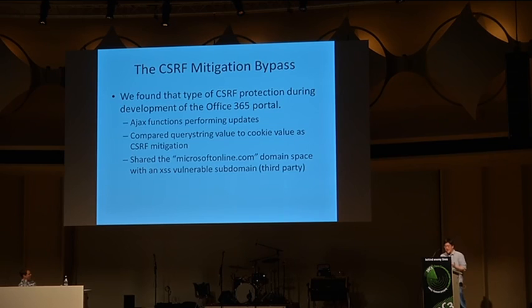The problem that we had at the time is that the microsoftonline.com domain space is actually very big. There's lots of other subdomains that we don't necessarily control. There are third-party applications there as well. And we actually did manage to find a reflected cross-site scripting in a subdomain of microsoftonline.com.